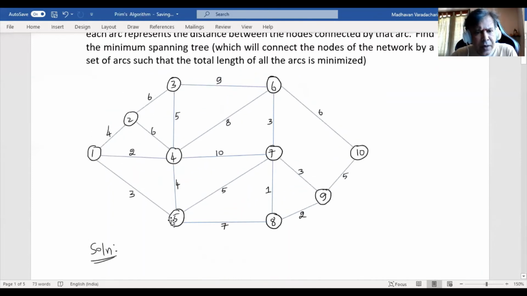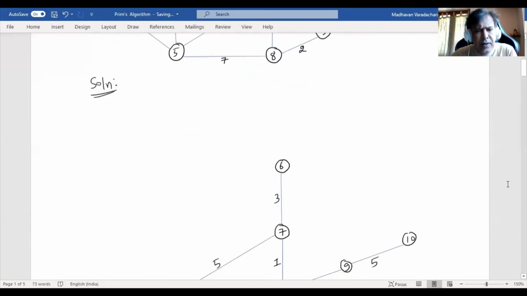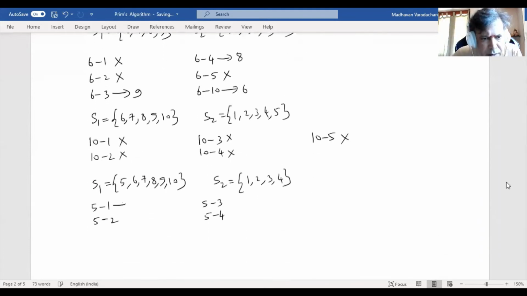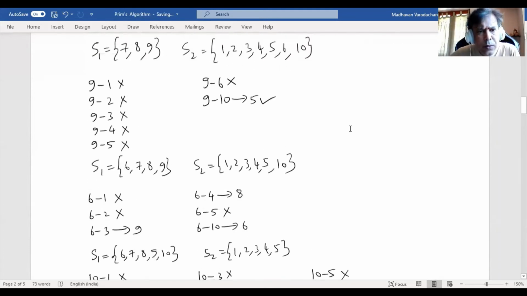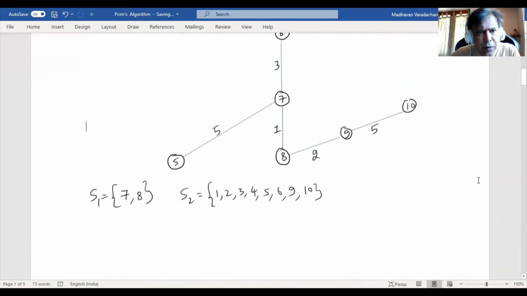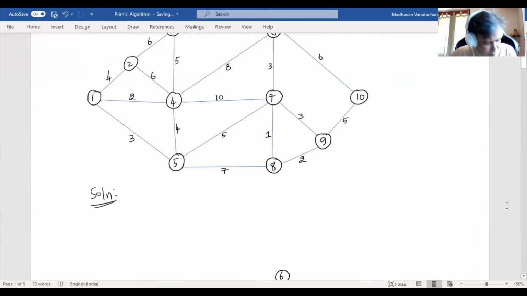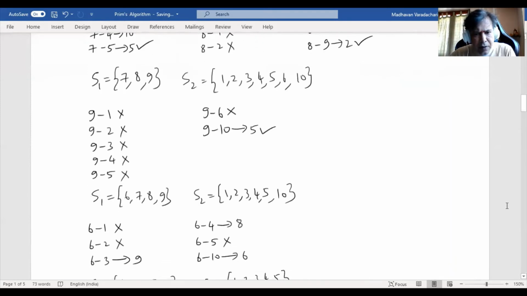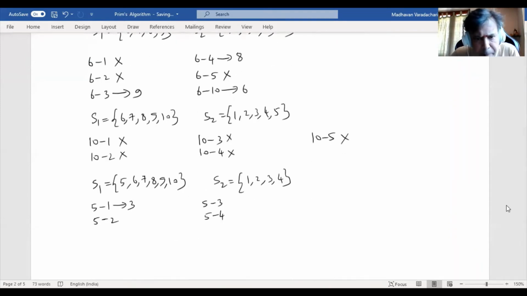Let us check here. 5 to 1, yes, it is there. Distance is 3. 5 to 2, do we have? No, 5 to 2 is not there. 5 to 3 is also not there. 5 to 4 is there. 5 to 4 is how much? 5 to 4 is distance 4. So I can write for 5 to 4, 4 distance. And the rest I can put cross now.